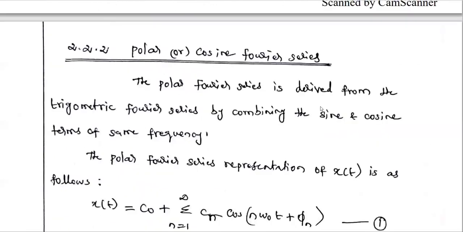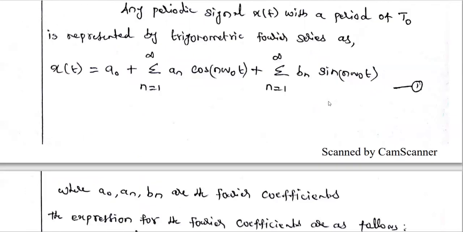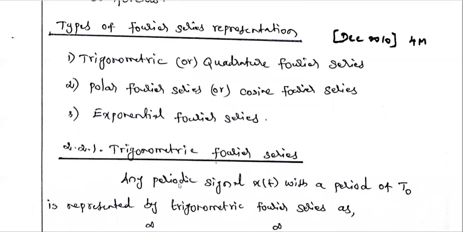These are all the three types of Fourier series representation. These three representations are used to express any periodic signal, and that is important, in a frequency domain representation. After calculating the frequency domain representation, we may draw the amplitude spectrum and the phase spectrum easily. In the next video, we are going to see problems related to this Fourier series.